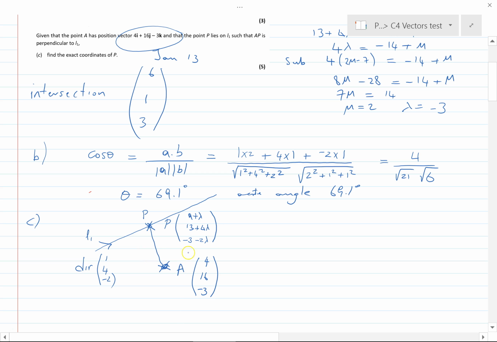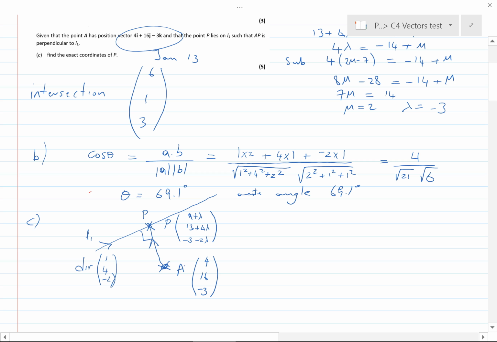So how to do this? We know A, we know the vector equation of line L1, and we want to find the coordinate P. Now this is quite a neat little technique. We use the dot product, and the fact that if they're at right angles, the dot product of any vectors going in these two directions will be equal to 0. Well, we know the direction of L1, it's 1, 4, minus 2. So if we can get an expression for the direction of AP, or PA, it wouldn't make any difference here, then we can use the dot product.